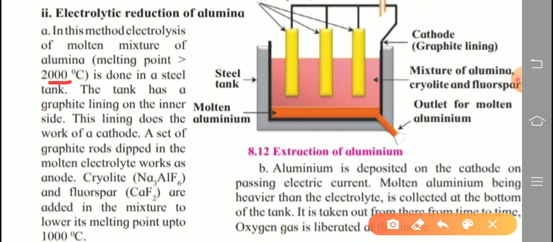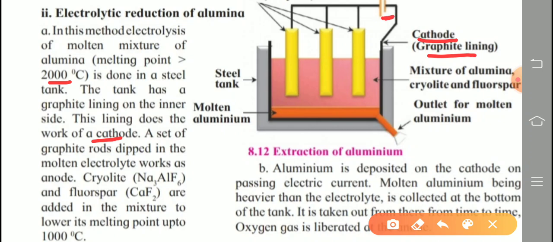See, alongside the figure is given, labels are also given. The tank has a graphite lining on the inner side. This lining does the work of a cathode. On the inner side, what is given? Check here. Cathode is given, that is a graphite lining, black color showing on the inner side of this tank. So that graphite lining acts as a cathode. Cathode means negative electrode.